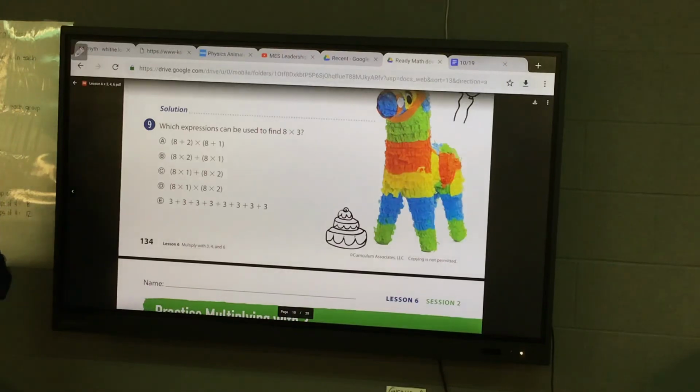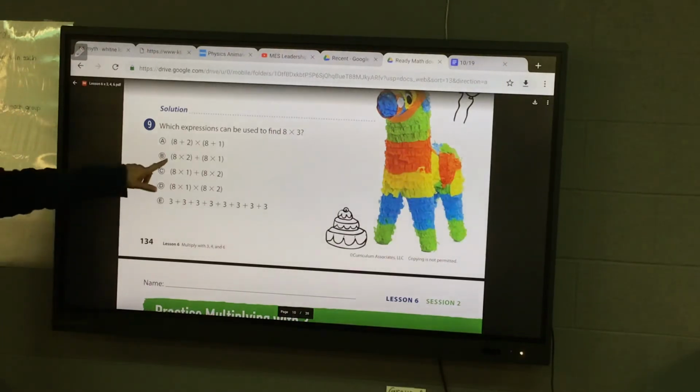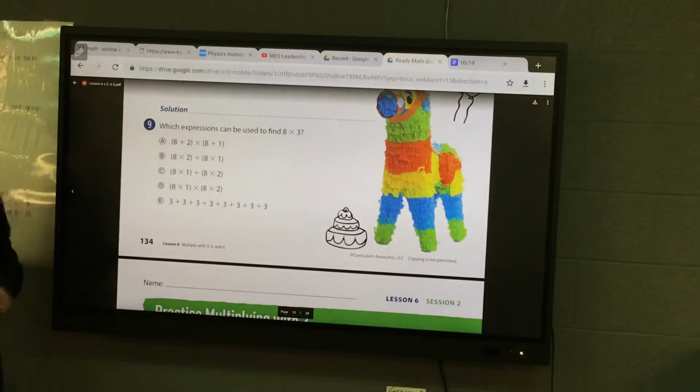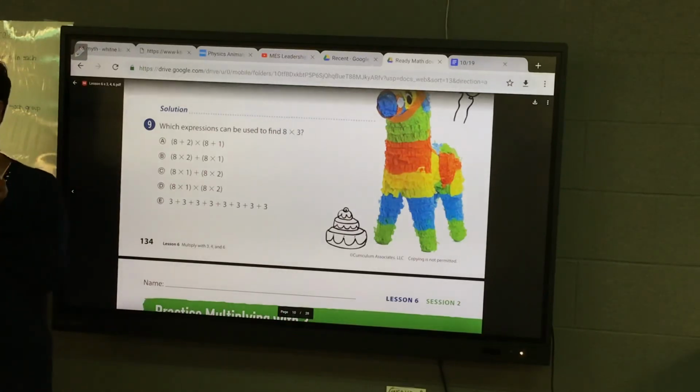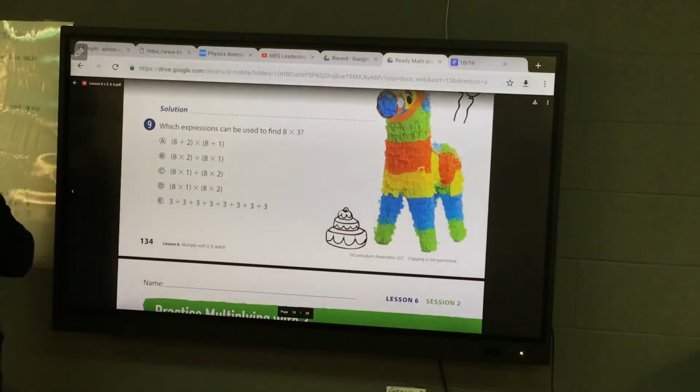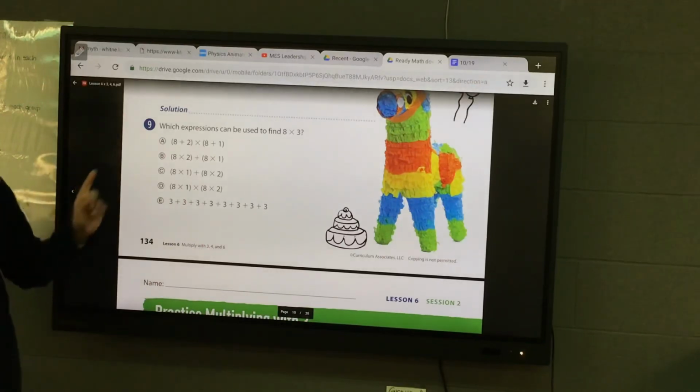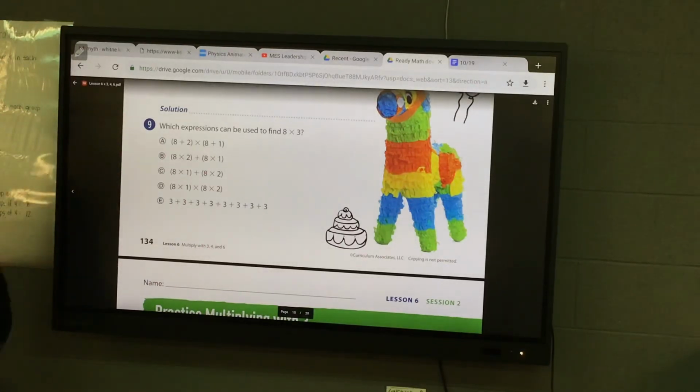We can omit that one. What about this next one? 8 times 2 plus 8 times 1. Yes. Did they correctly break 3 apart? Yes. Okay. See if any of the other ones are true statements. Look carefully at the symbols that they're using.